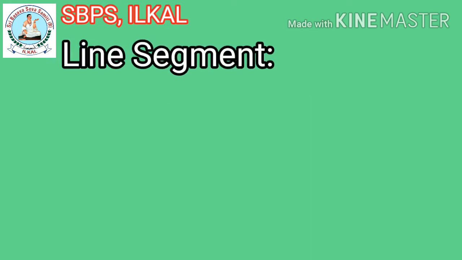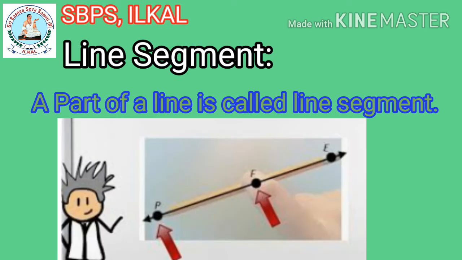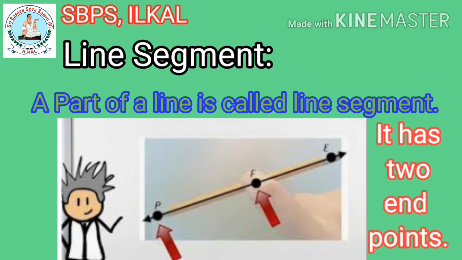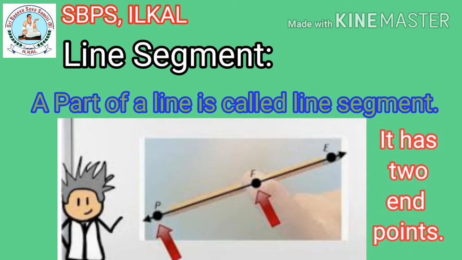Okay. Next word is line segment. A part of a line is called line segment. If you consider any line, children, some points you represent on it, each 2 points you can consider it as a line segment. For example, PF is a line segment. FE is also a line segment. Even you can consider PE as a line segment. Means a part of a line is called line segment and it has 2 end points. Means line segment has 2 end points.